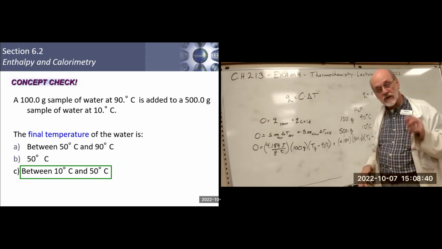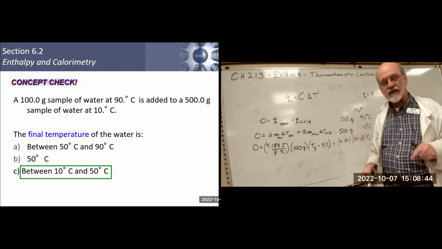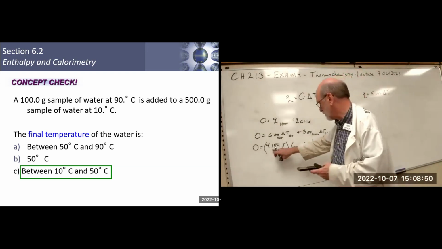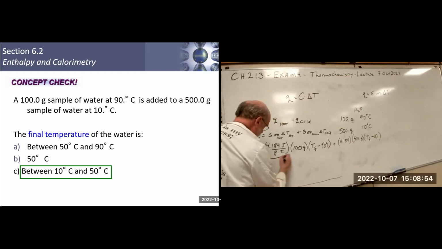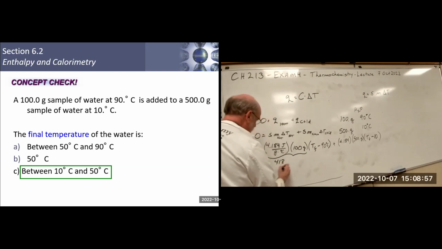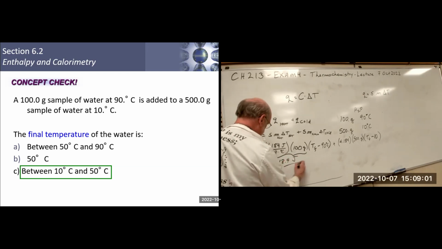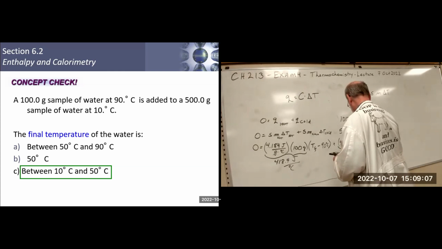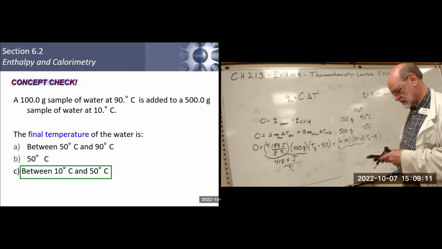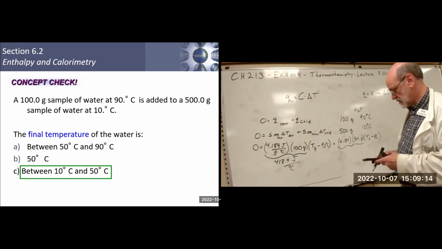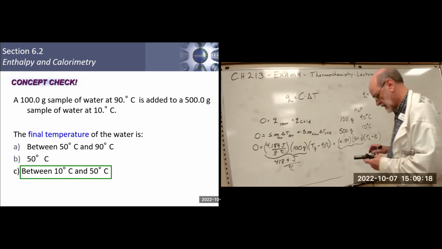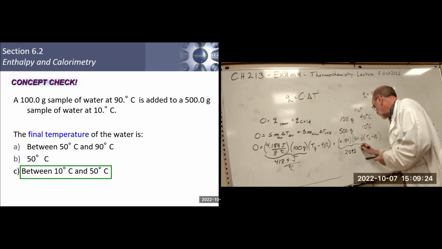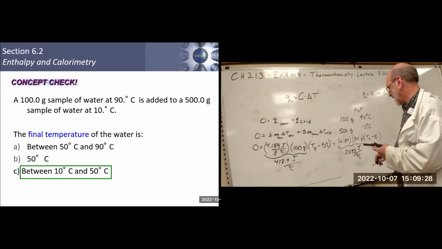Okay, now we have an equation in one unknown right here, that final temperature. We just need to do some calculations. All right, so 4.184 times 100 is 418.4 joules per degree C, because we cancel the grams. Okay, and this one is actually 5 times that value. Uh, 2,092 joules per degree C. Okay.